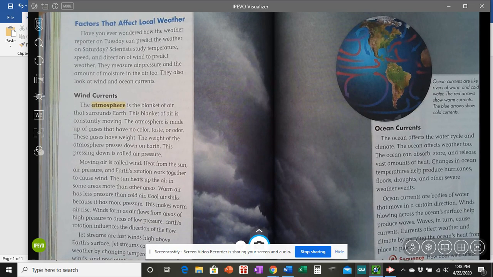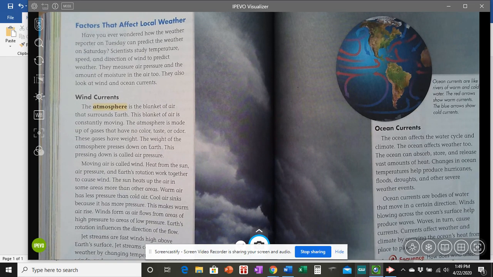Factors that affect local weather. Have you ever wondered how the weather reporter on Tuesday can predict the weather on Saturday? Scientists study temperature, speed, and direction of wind to predict weather. They measure air pressure and the amount of moisture in the air, too. They also look at wind and ocean currents.